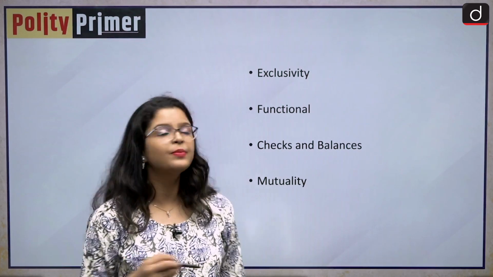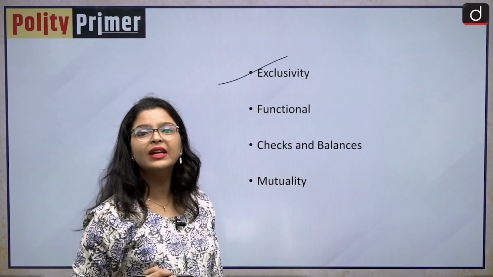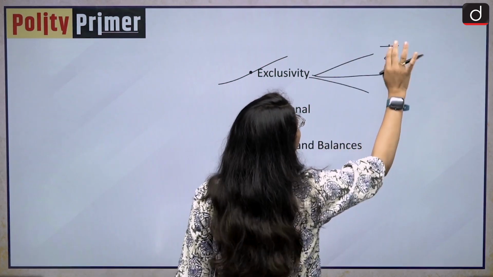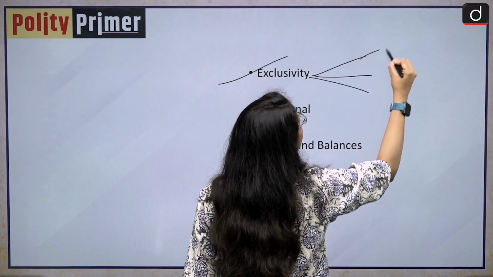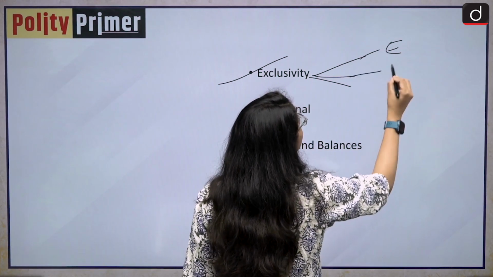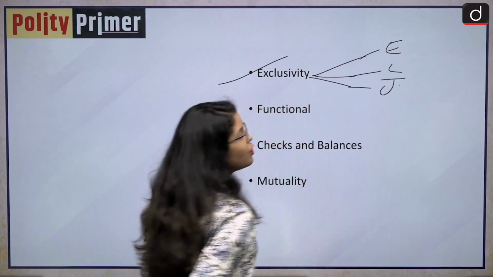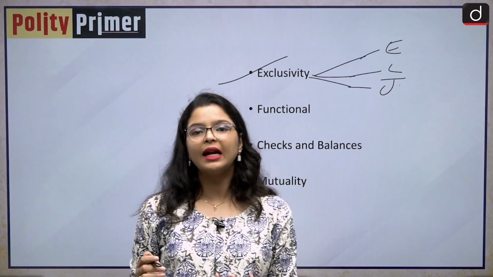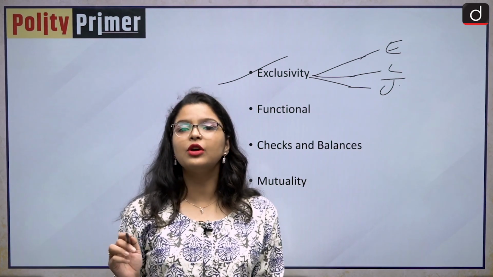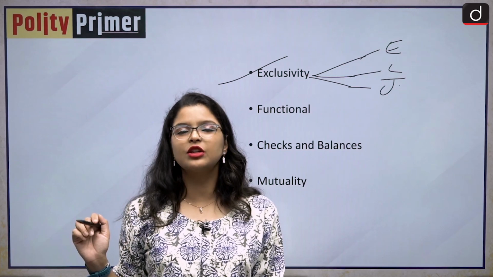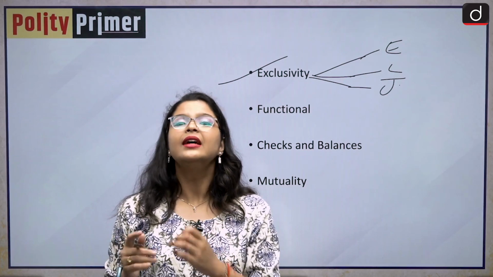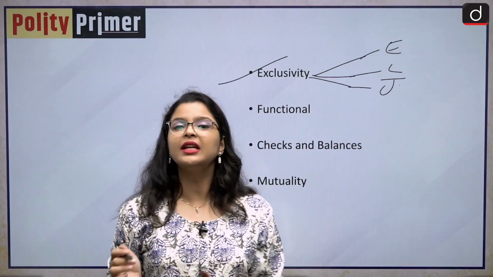The first principle is exclusivity. Exclusivity is the division of the organs of the government into executive, legislature and the judiciary. I have explained this before also, that the horizontal distribution of power divides the organs of the government into three parts, that is the legislature, executive and the judiciary. And the exclusivity principle talks about this division only, that they should be divided in order to function efficiently.